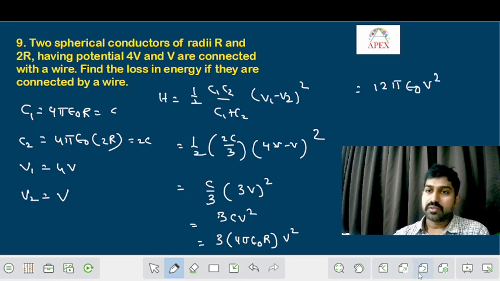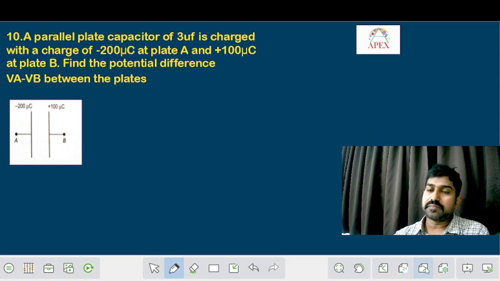Okay. Question number 10. A parallel plate capacitor of 3 microfarad is charged with a charge of minus 200 microcoulomb at plate A and 100 microcoulomb at plate B. Find the potential difference.